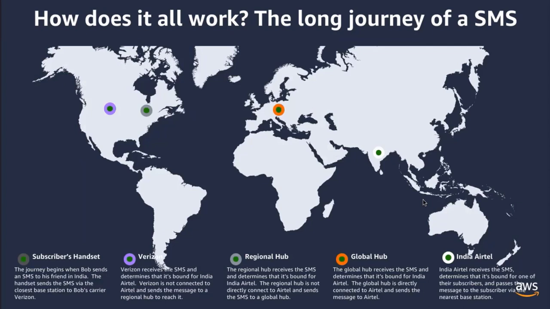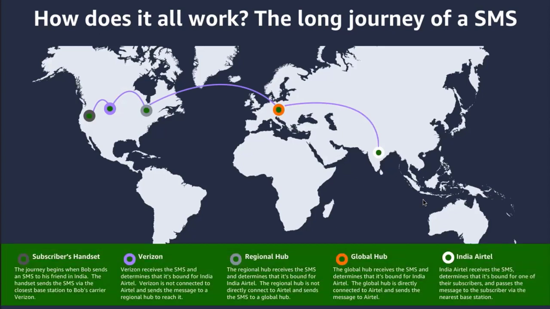Okay, great. So how does it all work? The long journey of an SMS. I'm going to walk through a very simple example, but I think it's helpful context just to understand how an SMS gets from a handset all the way to another handset. If you look at the map on your screen, you'll see a series of purple lines that just came across. Let's walk left to right on what exactly happened.